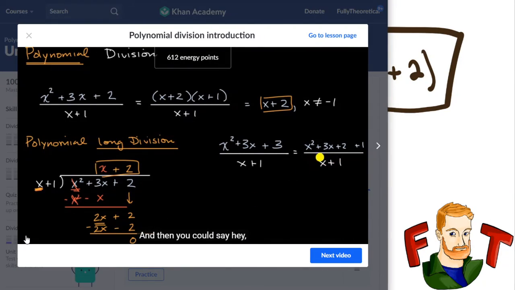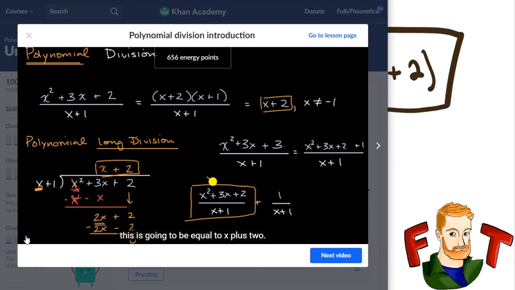And then you could say, hey, this is the same thing as x squared plus 3x plus 2 over x plus 1, plus 1 over x plus 1. And we already figured out that this expression on the left, as long as x does not equal negative 1, is going to be equal to x plus 2. But then we have that 1 that we weren't able to divide x plus 1 into. So we're just left with a 1 over x plus 1.